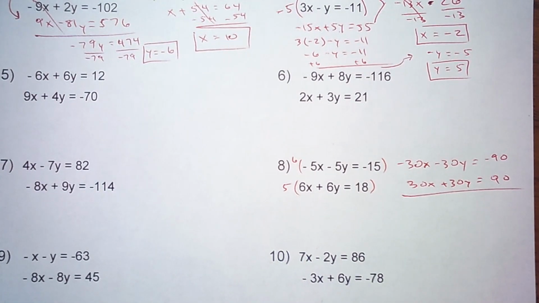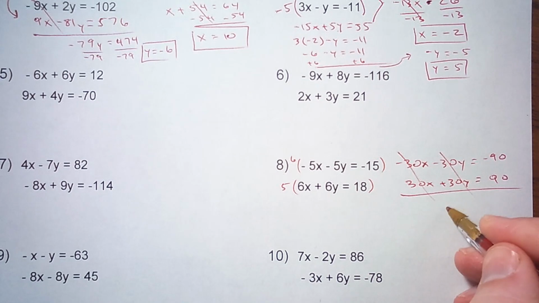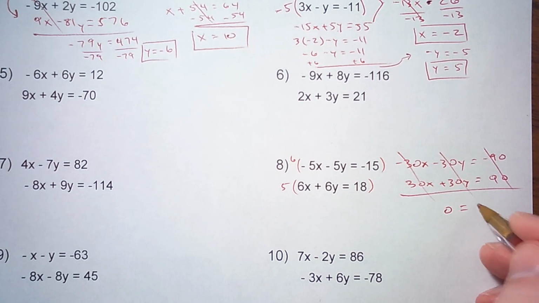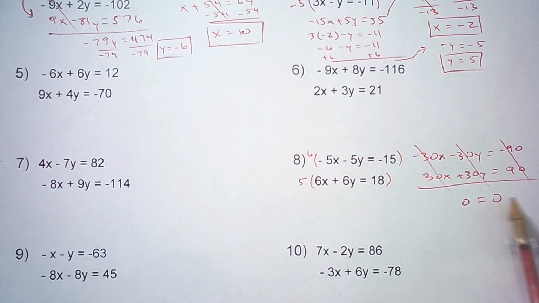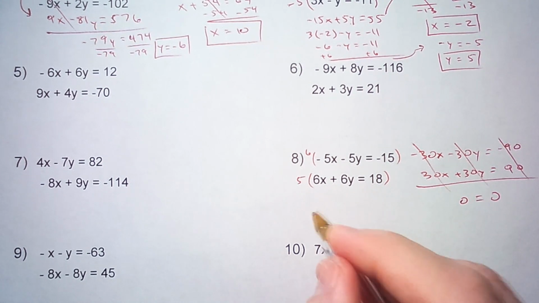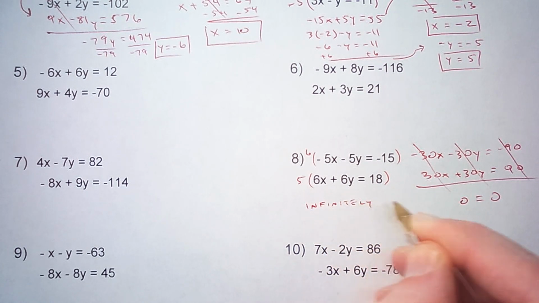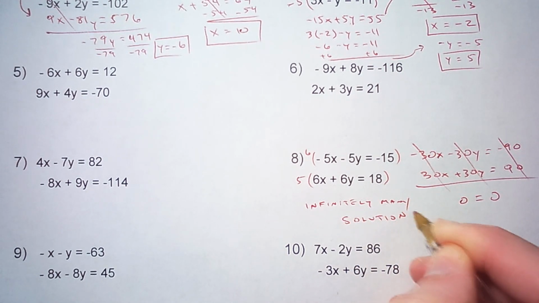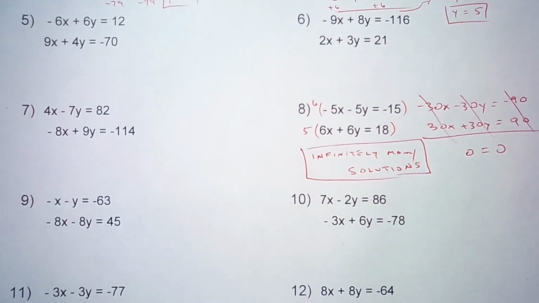Now in this case, when I start to eliminate, the x's will eliminate and the y's will eliminate, leaving me with 0 on the left side, and then -90 and +90 also eliminate, so I get 0 on the right side. So I get 0 equals 0. And that is a true statement. That leaves me with infinitely many solutions. So this time there's not just a single solution for x and y, there is an infinite number of possible solutions for x and y.